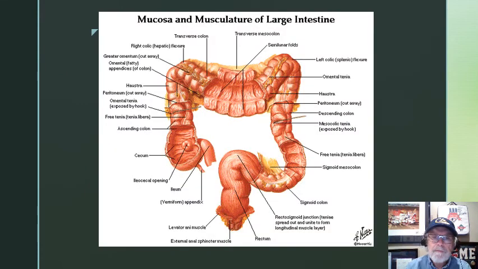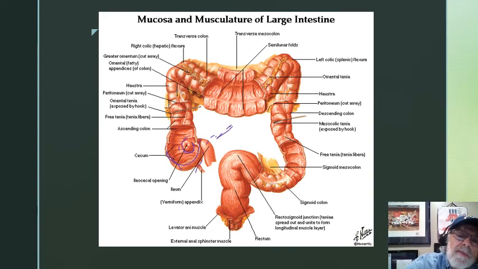Okay, this is just another picture, probably a little bit better picture of everything. We've gotten all the other material out. This is the cecum right here. This is the opening where the ileocecal valve would be. Here's the ileum right here. This is the ileum right here. So this is the cecum. The appendix is sitting down here.